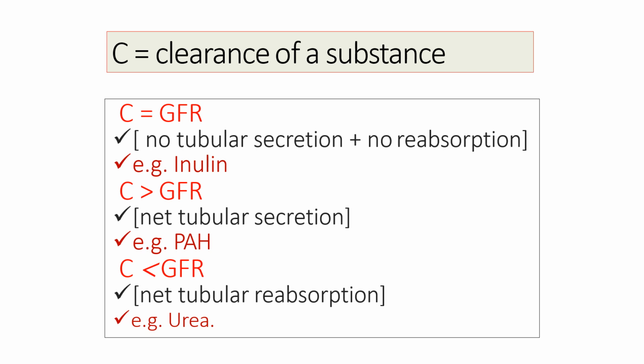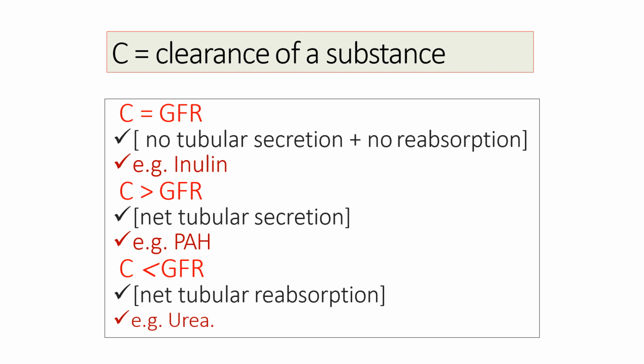The best-known example is the substance inulin. Clearance greater than GFR is when there is net tubular secretion, when the substance is being secreted into the tubules, for example PAH, para-aminohippuric acid. In this case clearance will be more than GFR. When clearance is less than GFR, the substance is being reabsorbed, with net tubular reabsorption. The most common example is urea.